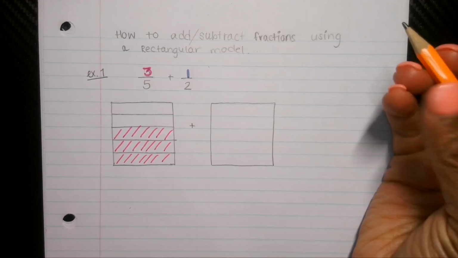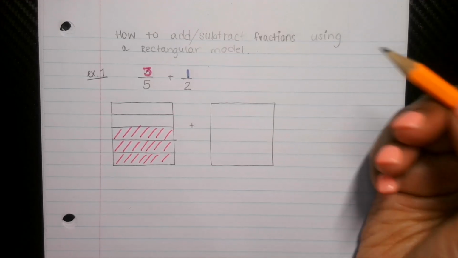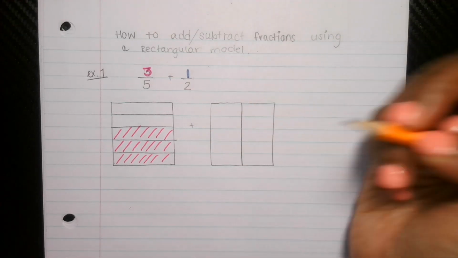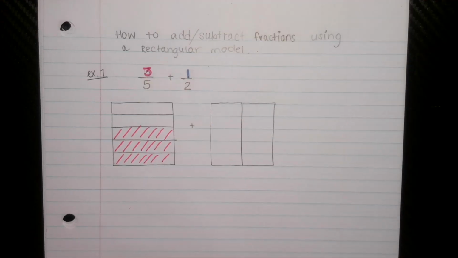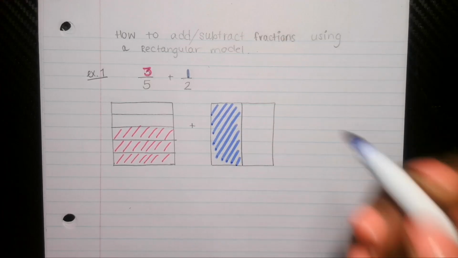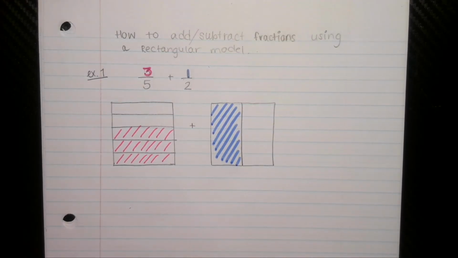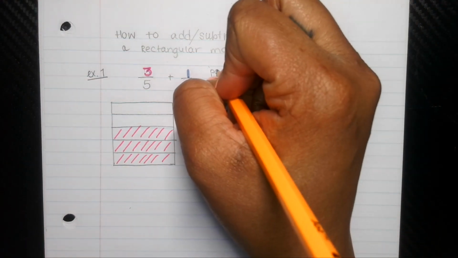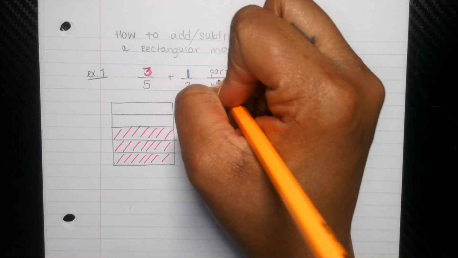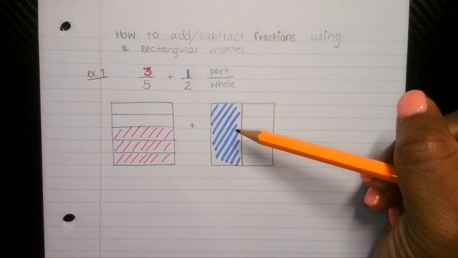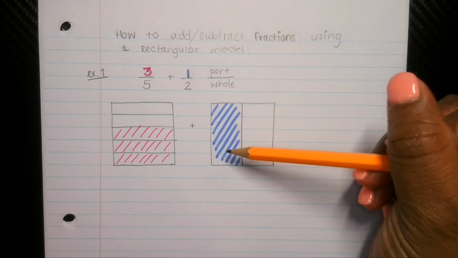For the second rectangle, we're going to split the rectangle into 2 equal pieces. I'm going to use a vertical line for that. And now that we've split it into 2 equal parts, we're going to shade 1 of the 2. Remember, when dealing with fractions, all fractions are broken down as part compared to the whole. The whole, in this case, is 2 equal pieces. The part is just 1, and that's the part we represented with shading.